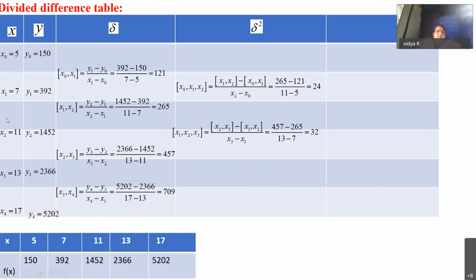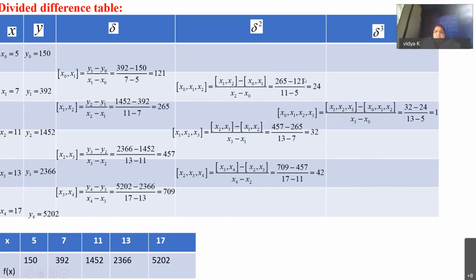See, I skipped the 11. Next, the last one is this minus this by 17 minus 11. I skipped this. Now, third order. Third order it was this minus this. By now you skip two values. So, 13 minus 5. And then similarly, this minus this by skipping these two, 17 minus 7.